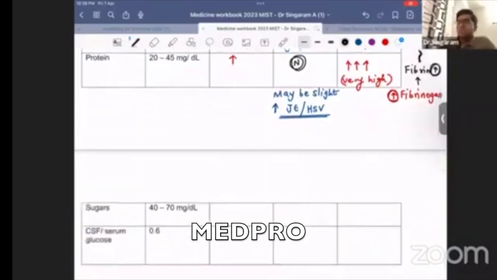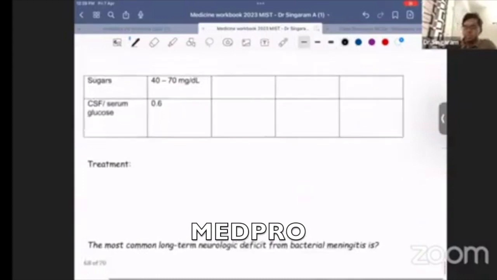Next, we move on to the sugars. Okay, sugars. Normal level of sugar is 40 to 70 milligram per deciliter. What will happen in bacteria? Please write in the next page: bacterial, viral, and tuberculosis.